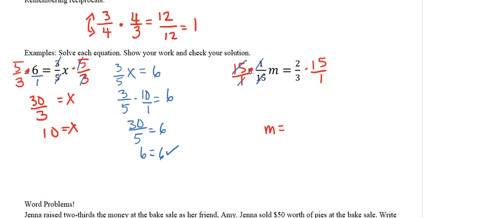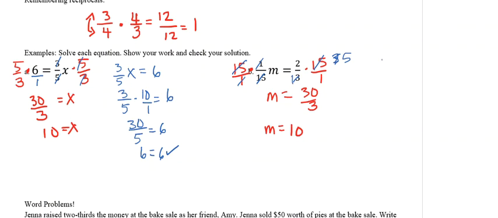That'll just give you 1. So you're going to have m equals 2 times 15, 30, over 3 times 1, 3, and that gives you 10. And you could always simplify before you multiply. So 3 and 15, you can simplify that. 3 goes into both of them, so this would be 1, and this would be 5. So 2 times 5 is 10, 1 times 1 is 1, so 10 over 1. You get the same answer.